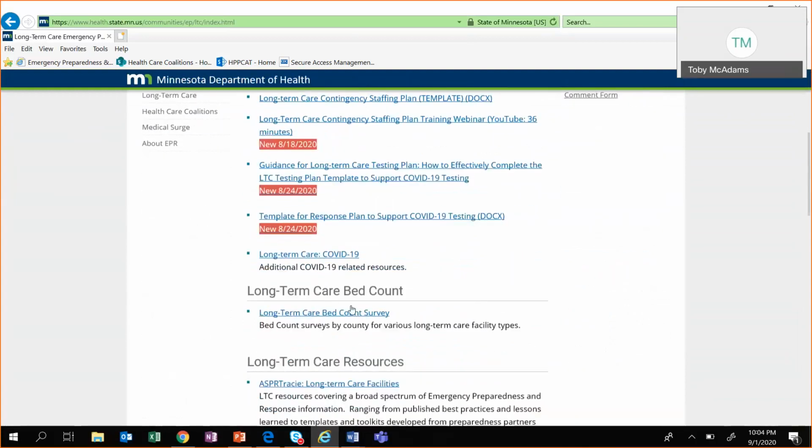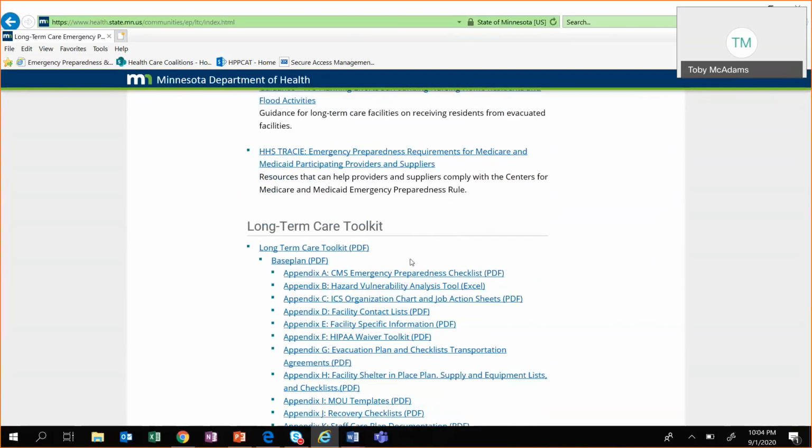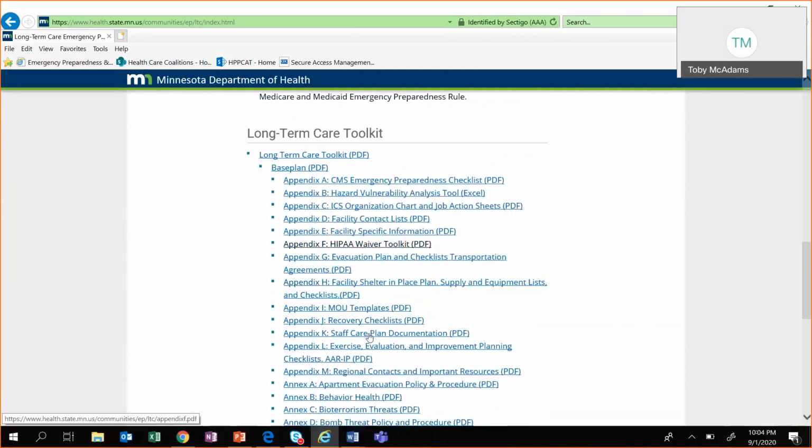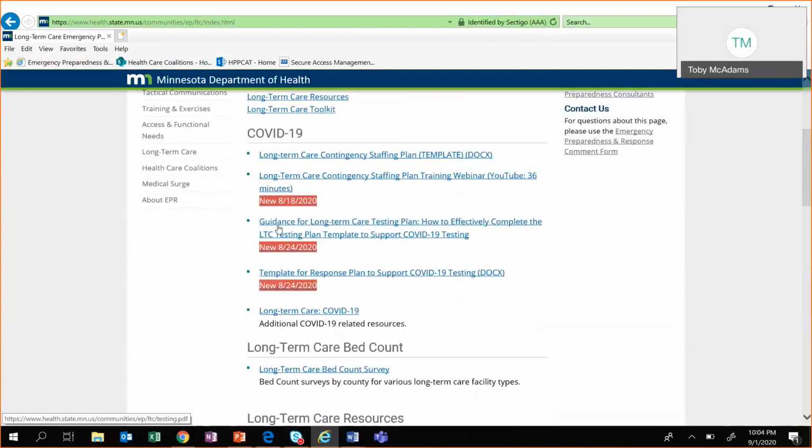Many of you have worked with the resources here. You probably recognize the Preparedness and Response Toolkit that has helped you develop your EOPs. But at the top of this page is where you'll find the template itself for testing and the guidance for testing. You'll also find the staffing contingency plan template and guidance and webinar as well. So that is where you'll be able to find all this information.